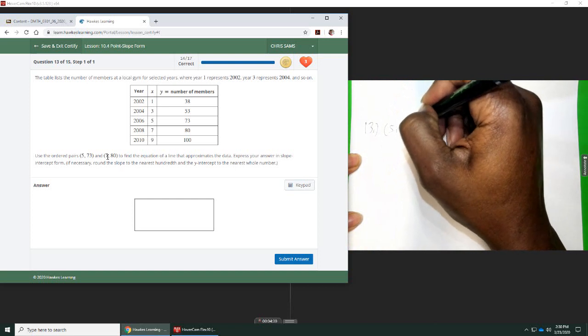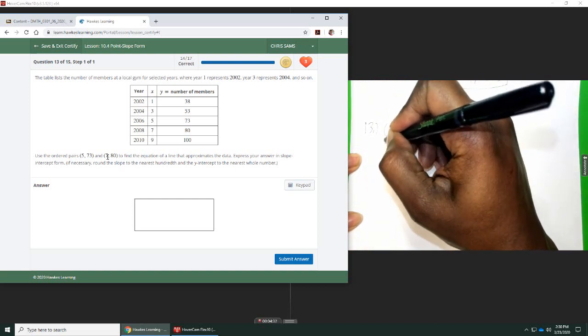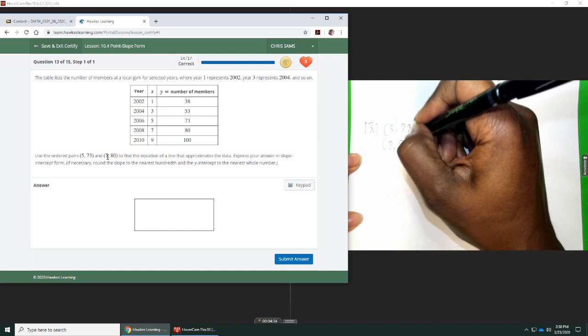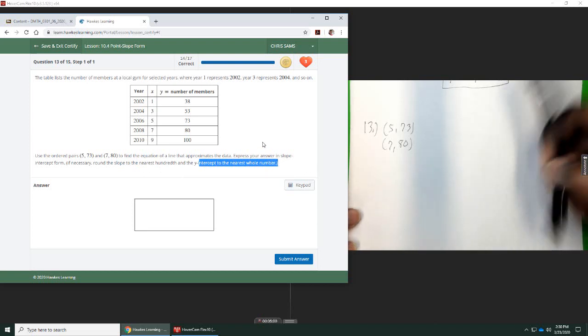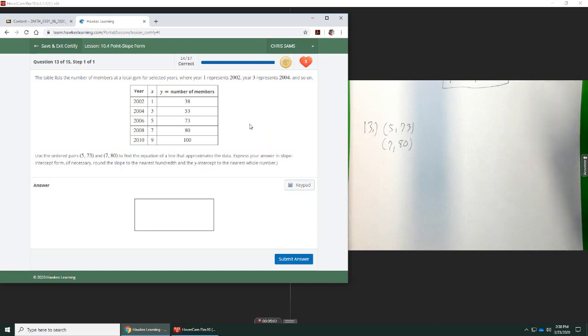(5, 73) and (7, 80). So we're going to find the equation expressed in slope-intercept form. Okay, so that's what I was looking for. Round slope to the nearest hundredth, so 2 decimal places. Y-intercept to the nearest whole number. Okay, so a lot of information there that we got to be careful to do all of that.